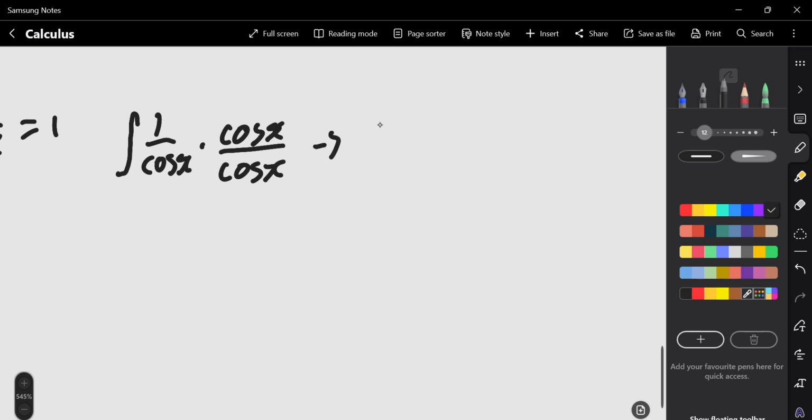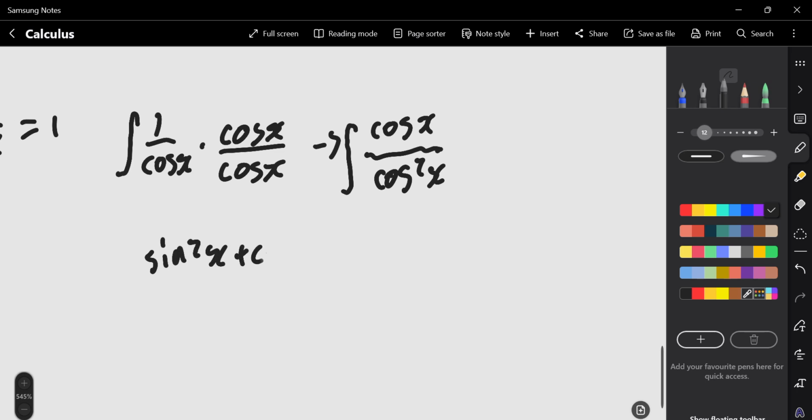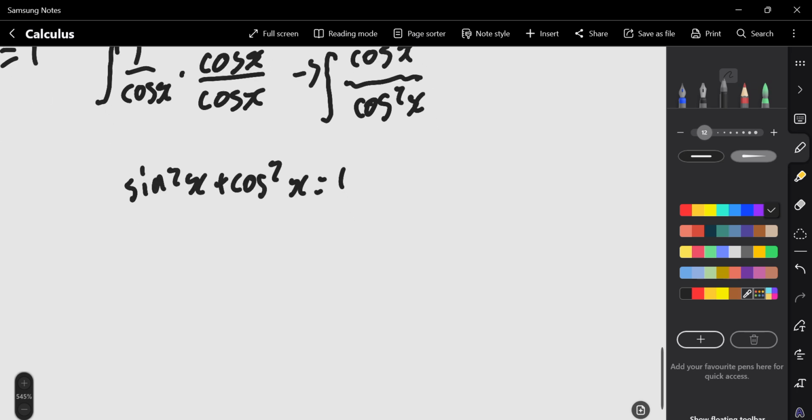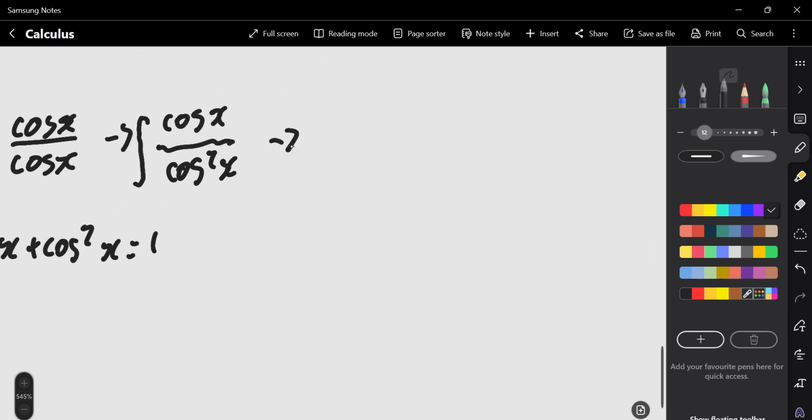And it helps us to manipulate this function. What we have is cosine x now over cos squared x. And we want to integrate this. What is cos squared x? Well, we have an identity. Sine squared x plus cos squared x equals 1. And so 1 minus sine squared x must be cos squared x. So let's try writing that, see if that helps. We have cosine x over 1 minus sine squared x.